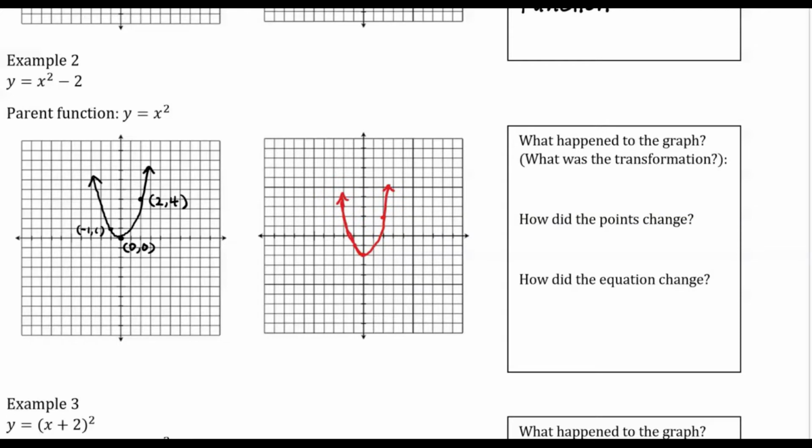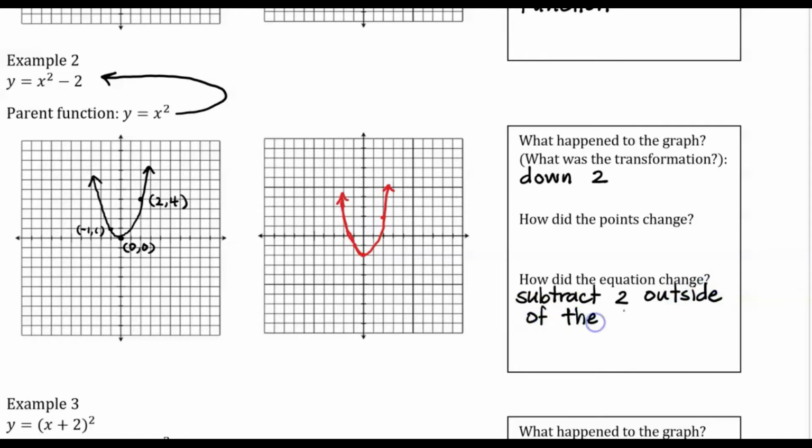So just automatically, what has happened to the graph? What was the transformation? That was a shift down 2. How did the equation change going from this equation to that equation? Well, we subtracted 2, and we subtracted it on the outside of the function. So again, because I was able to write that without parentheses, it's not minus 2 on the inside of the parentheses with the square. That's not what happened. The minus 2 was on the outside. That's why we're making that distinction there.